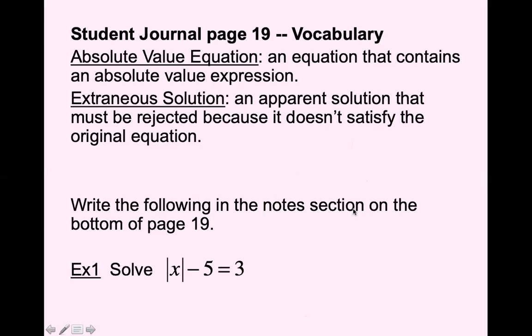You have some vocabulary to write down in your journal today. This is on page 19. Please pause the video and copy down these definitions into the vocabulary section on page 19.